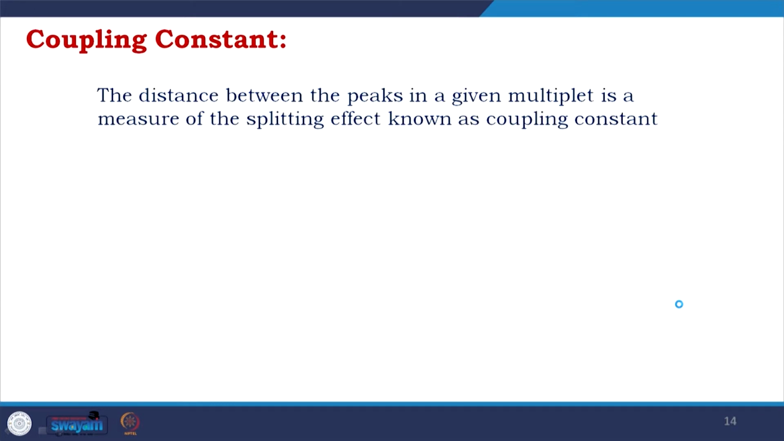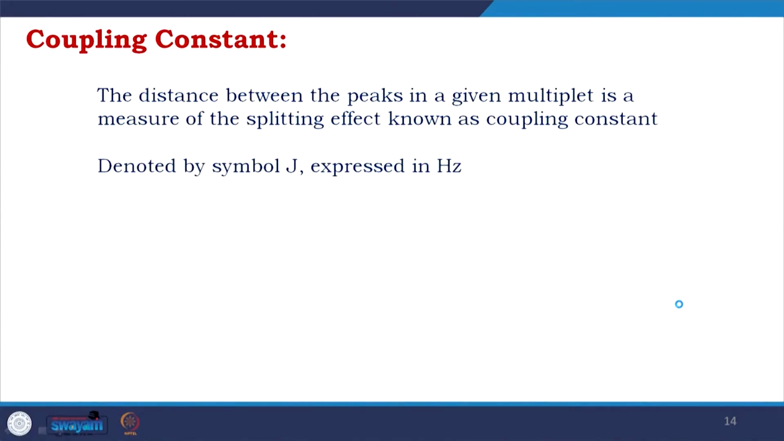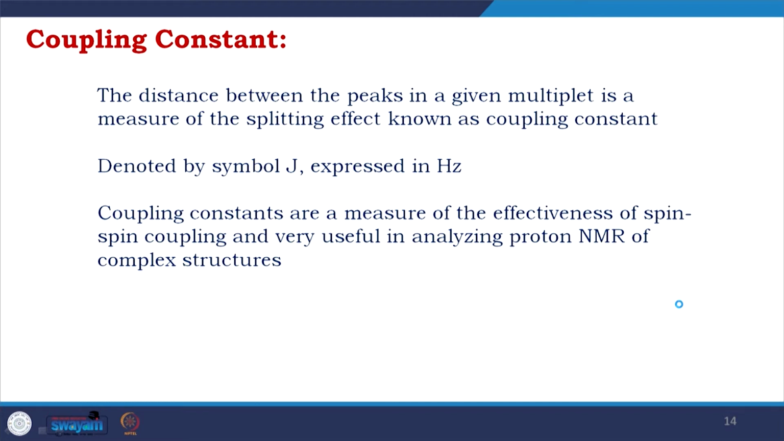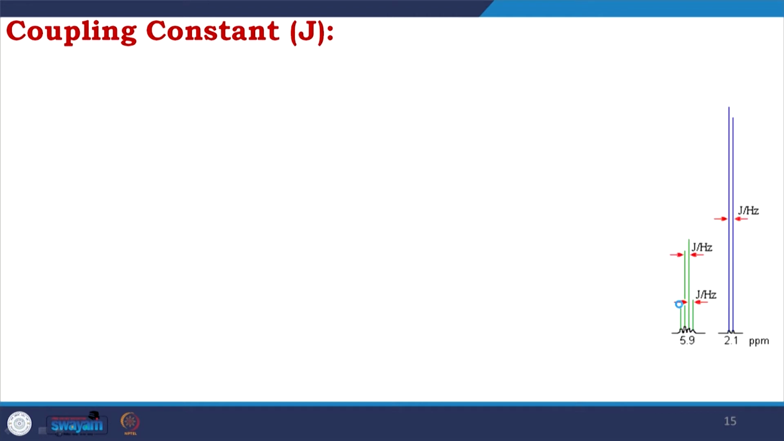Now, coming to what the coupling constant is. The distance between the peaks in a given multiplet is a measure of the splitting effect known as the coupling constant. We talked about the splitting; how much they split you get from the coupling constant, denoted by the symbol J, expressed in Hertz. Coupling constants are a measure of the effectiveness of spin-spin coupling and very useful in analyzing proton NMR of complex structures.